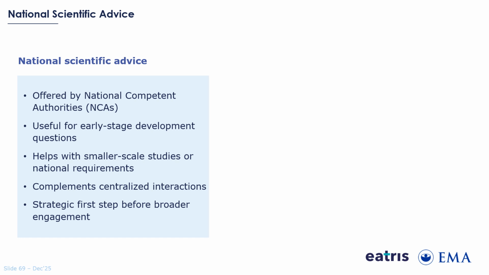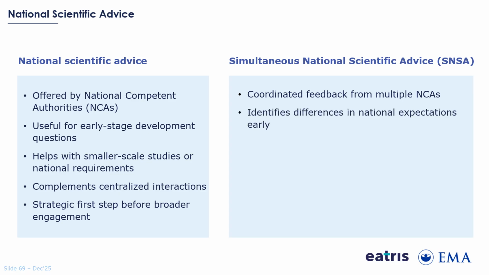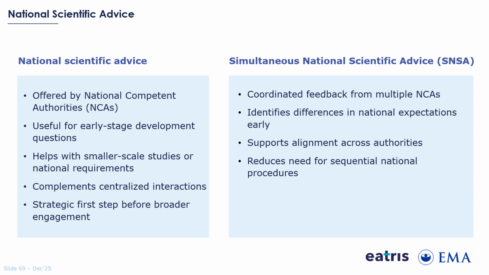In addition to single-agency national advice, researchers can also benefit from the simultaneous national scientific advice, in short SNSA, procedure. This pathway enables applicants to obtain coordinated feedback from more than one national competent authority at the same time. By engaging several agencies in parallel, SNSA helps to highlight potential differences in national expectations early on, supports greater alignment across authorities, and reduces the need for multiple sequential procedures.